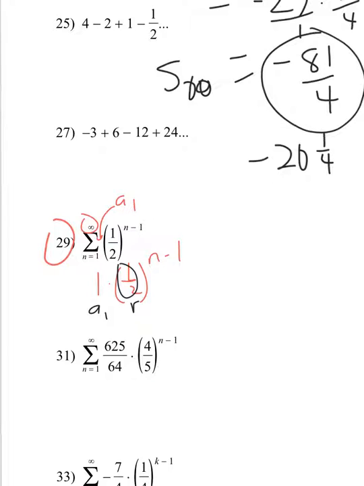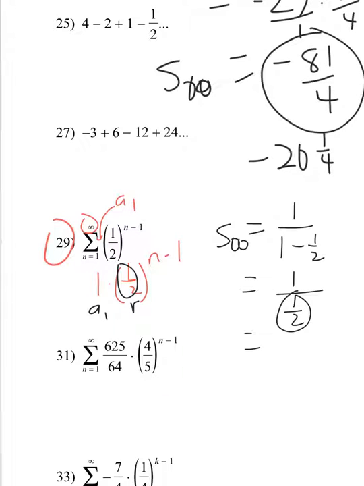So if R is a half, it has a sum. And the sum of the infinite geometric series will be A1, which is 1, divided by 1 minus R. R is 1/2 here. So that's 1 over 1 minus 1/2. 2/2 minus 1/2 is a half, which really means I'm dividing by a fraction again. Notice this is occurring a lot. I want to take then 1 times the reciprocal of that, which is 2 over 1, and that's going to just equal 2.